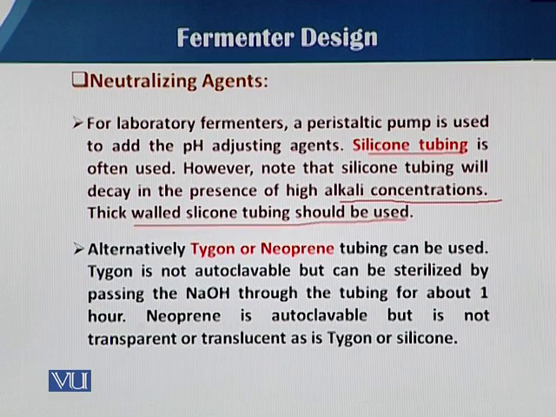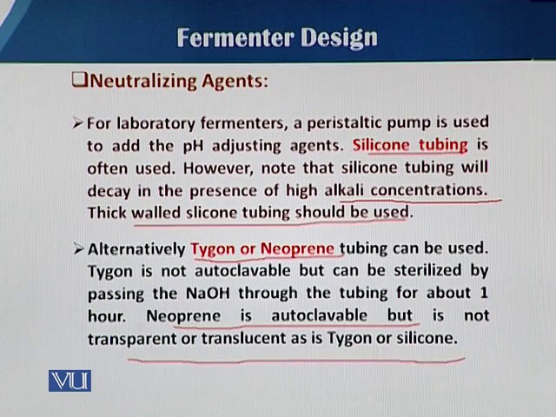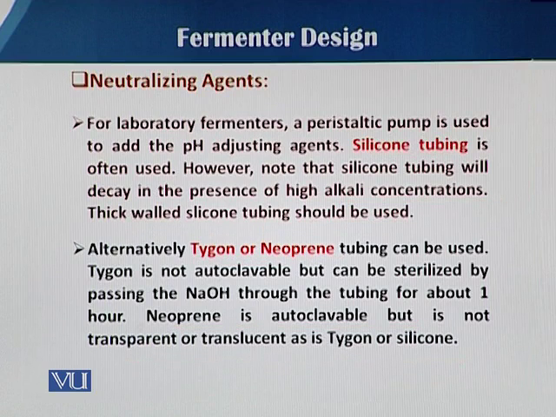Alternatively, we can choose to use Tygon and neoprene tubing. Tygon is not autoclaved but can be sterilized by passing sodium hydroxide through the tubing for about 1 hour. And neoprene is autoclavable but is not transparent. So that's why Tygon or silicone tubing is mostly used for the addition of the neutralizing agent.